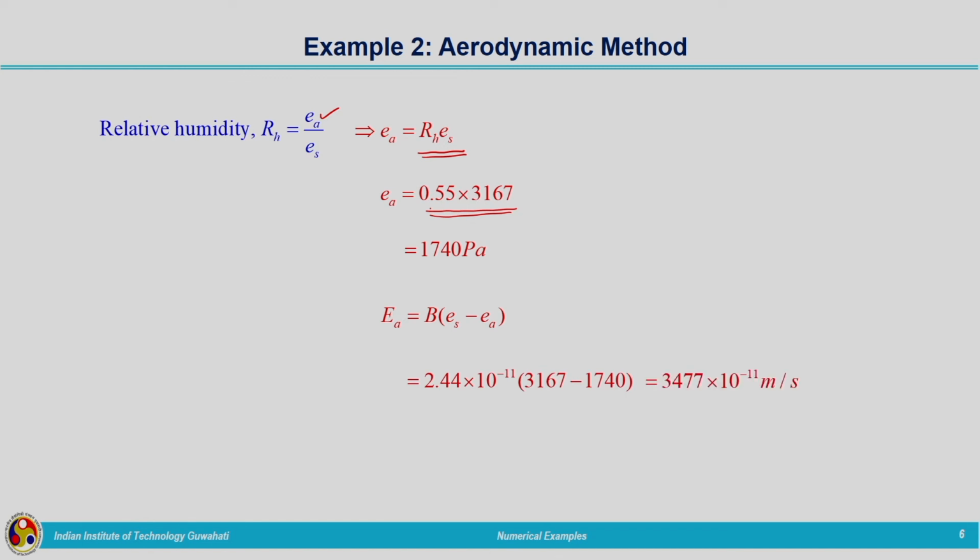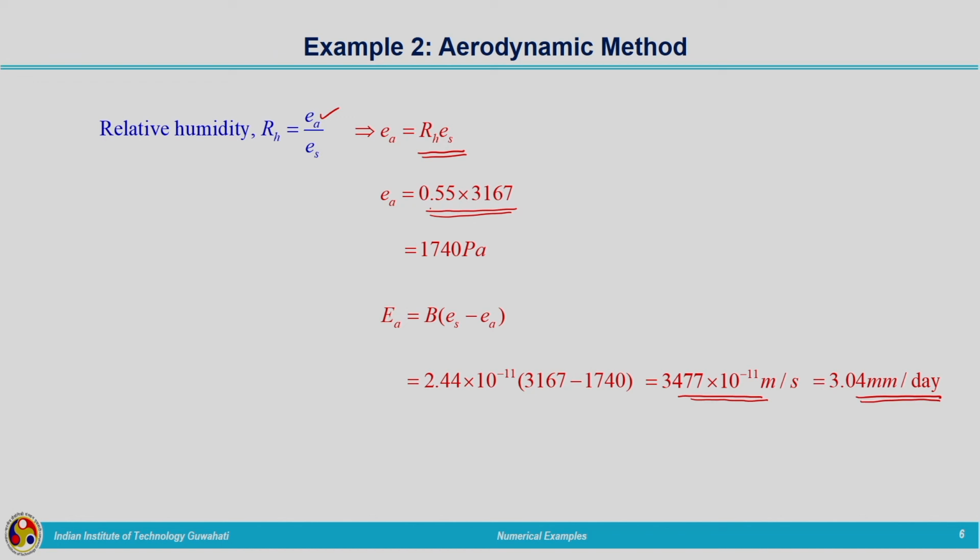So, just after substituting we will get the value corresponding to this as 3477 into 10 to the power of minus 11 meters per second. So, this can be represented in terms of millimeters per day as 3.04 millimeters per day.